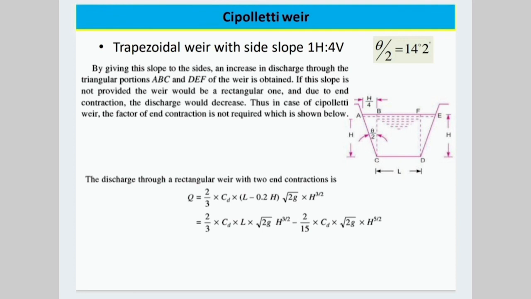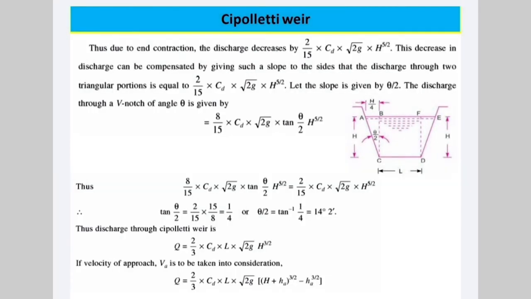Discharge through a rectangular weir with two end contractions is Q equal to 2/3 into Cd into (L minus 0.2H) into root 2g into H raised to 3/2. Due to end contraction, the discharge decreased by 2/15 into Cd into root 2g into H raised to 5/2.